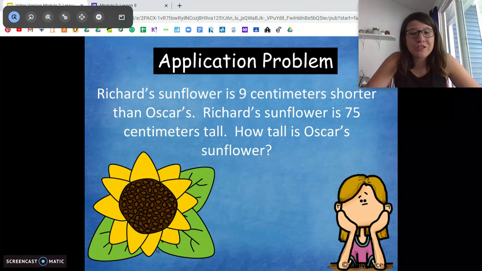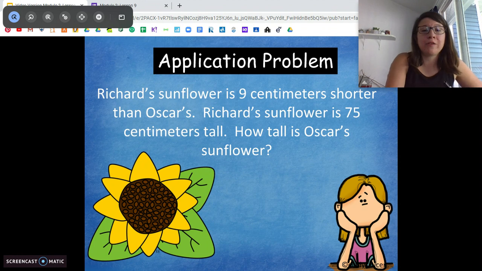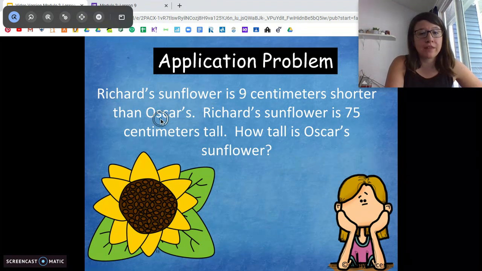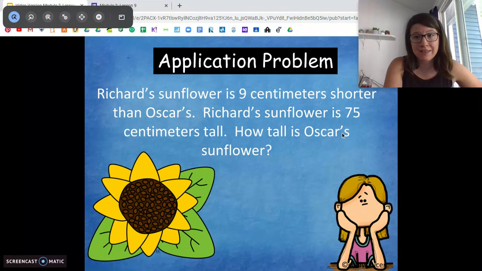Good. Richard's sunflower is shorter. If we look at the first line of this word problem, it says Richard's sunflower is 9 centimeters shorter than Oscar's. So Oscar's is bigger than Richard's. So we have Richard's at 75. Are we going to add this 9 or are we going to subtract the 9?